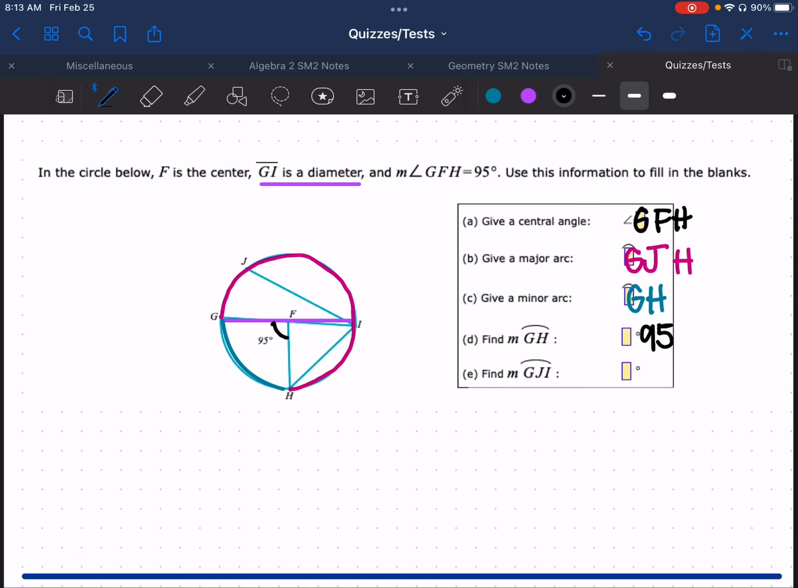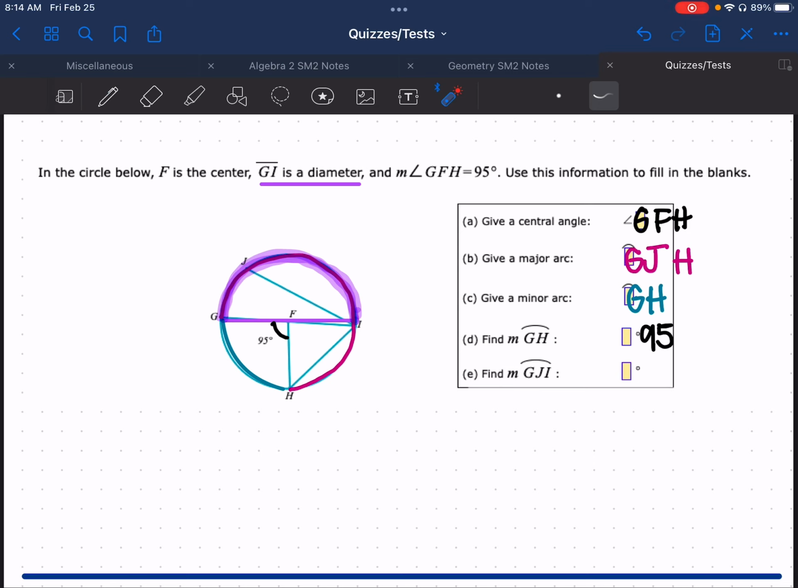Now it's asking me to find the measure of GJI. So I'm going to grab my highlighter here and I'm going to grab a darker one. And I'm just going to follow the letters from G to J to I. There they are. Let me make that a little bit more noticeable. There we go. What I need to notice from this is that they go right here with the diameter.